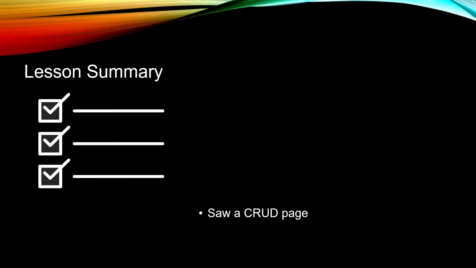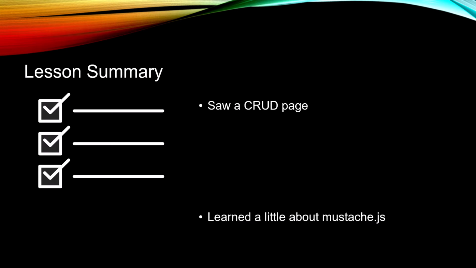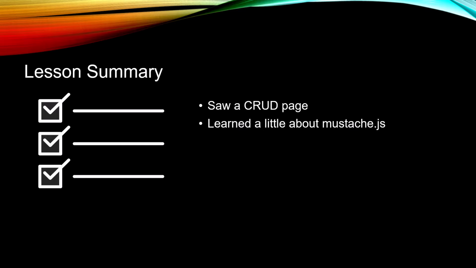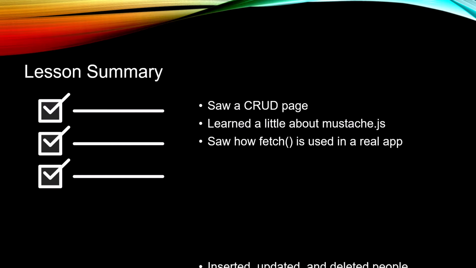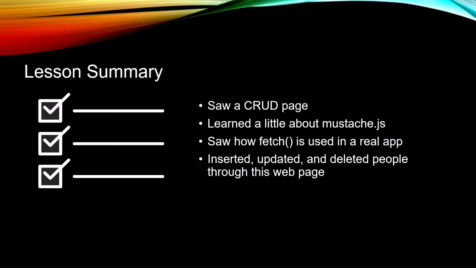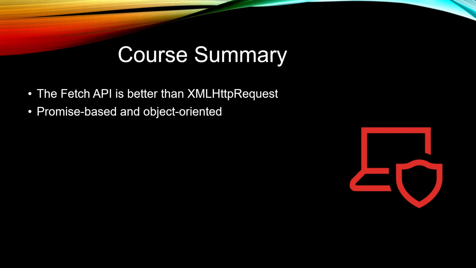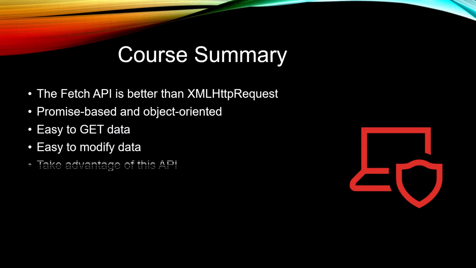So in this lesson, we saw a CRUD page. We learned a little bit about mustache.js. We saw how fetch is used in a real application, and we inserted, updated, and deleted people through this web page. In this course, we learned that the fetch API is better than the XMLHttpRequest. It's promise-based and object-oriented. That makes it real easy to get data and very easy to modify data. So definitely take advantage of this API.